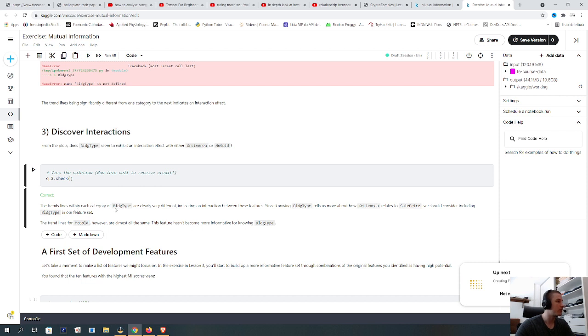Trend lines within each category of BldgType are clearly very different, indicating an interaction between these features. Since knowing BldgType tells us more about how ground living area relates to sale price, we should consider including BldgType in our feature set. Trend lines of MostSold, however, are almost all the same. The feature hasn't become more informative for knowing BldgType.